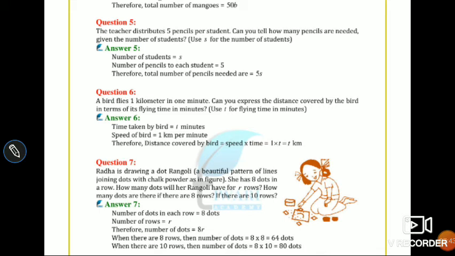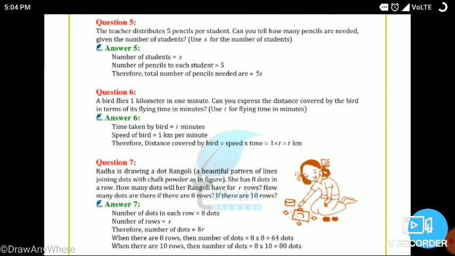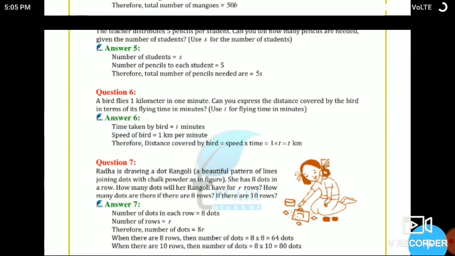Now see question number 6. A bird flies 1 kilometer in 1 minute. Can you express the distance covered by the bird in terms of its flying time in minutes? Use t for flying time in minutes. So see here students, a bird flies 1 kilometer in 1 minute. Okay, and here use t for flying time in minutes. So time taken by the bird is equal to how many minutes? t minutes, which is given in our question.